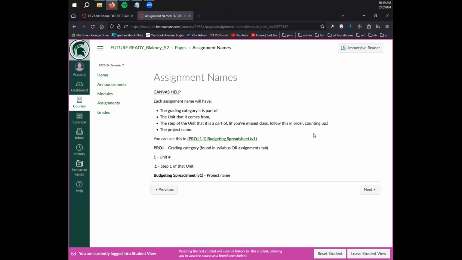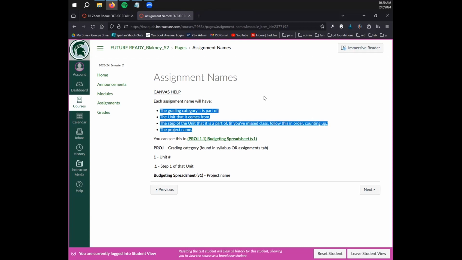I saw some of you were already looking ahead at project 1.1. This is going to be the breakdown of all of that information that I'm putting together into these Canvas names, so you can quickly tell which assignments are worth the most of your grade percentage, what unit they're a part of, what step they need to go in, and then what the actual assignment is called. It's always going to have those 4 pieces of information.